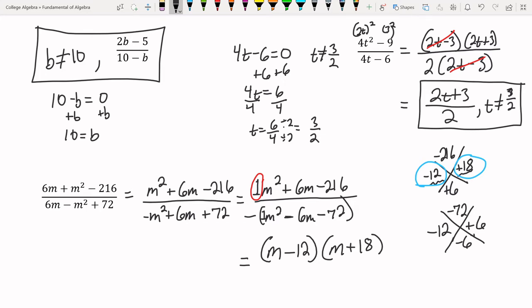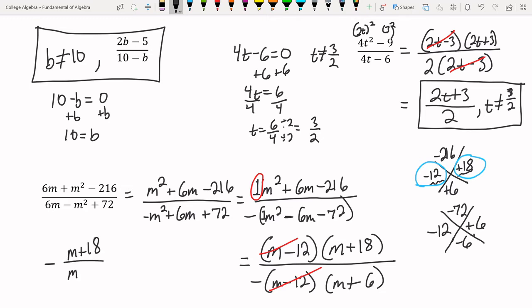Two numbers that multiply together give negative 72 and add together give negative 6. And we can again immediately go to the factored form because a equals 1 here. So we get m minus 12 and m plus 6. As you can see, the m minus 12s cancel. And that gives us, I'm just going to write it out in front here, negative m plus 18 over m plus 6.